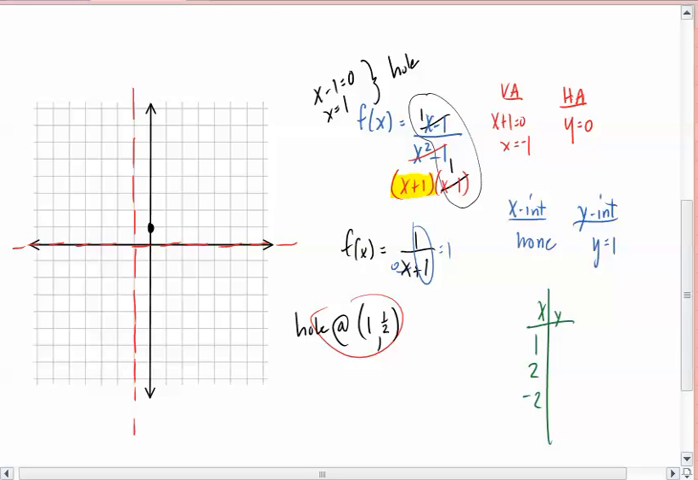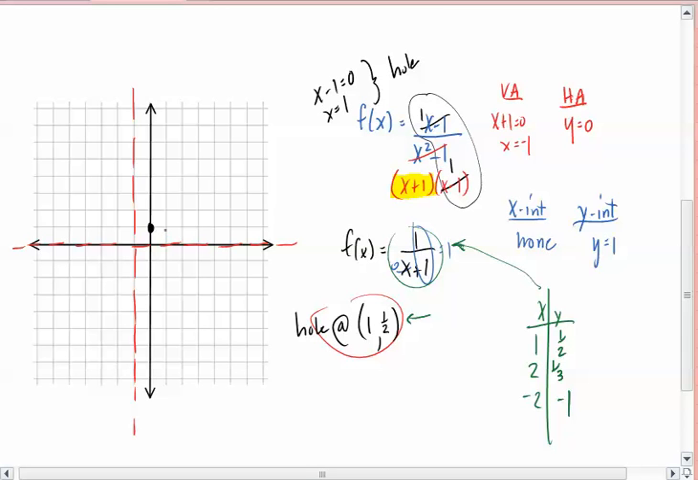All right, if I put a 1 into this function, and remember I'm putting it back into the reduced, that's what I meant to say, the reduced. So if I put a 1 in for x, I'm going to get a half. Well, we know what that is, that's the hole. If I put a 2 in, I get a third. If I put a -2 in, I get -1. So let's get some of those points on here.